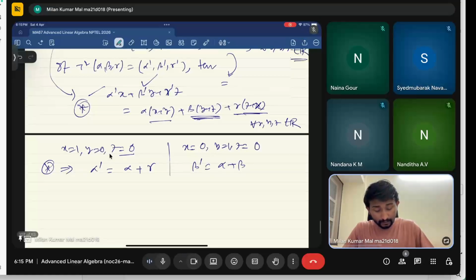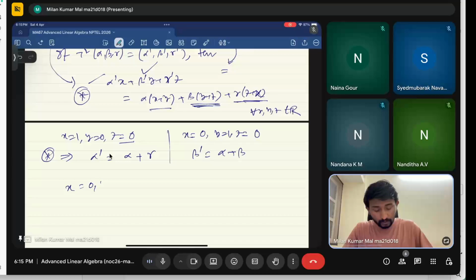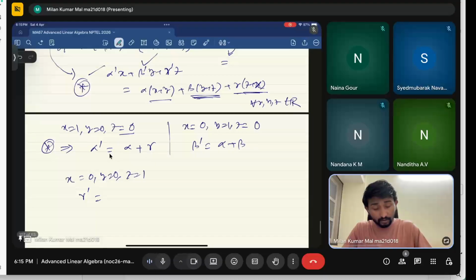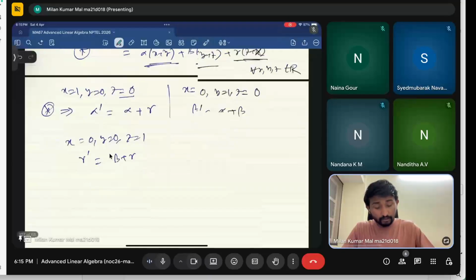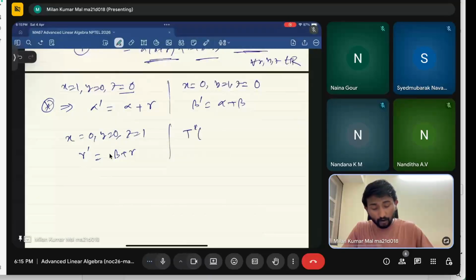And if I take x equal to 0, y equal to 0, and z equal to 1, what I will get on the left hand side is gamma dash. Since x and y are 0, this term will disappear, and only beta and gamma will be there. So what we obtained is that T star of alpha, beta, gamma is equal to alpha plus gamma, alpha plus beta, and beta plus gamma. I hope I'm correct.